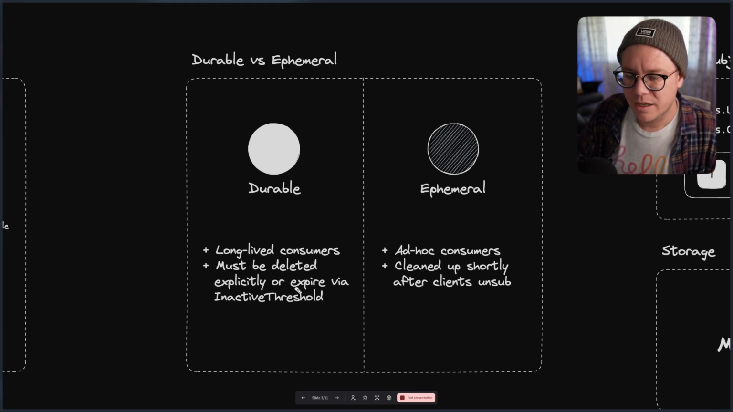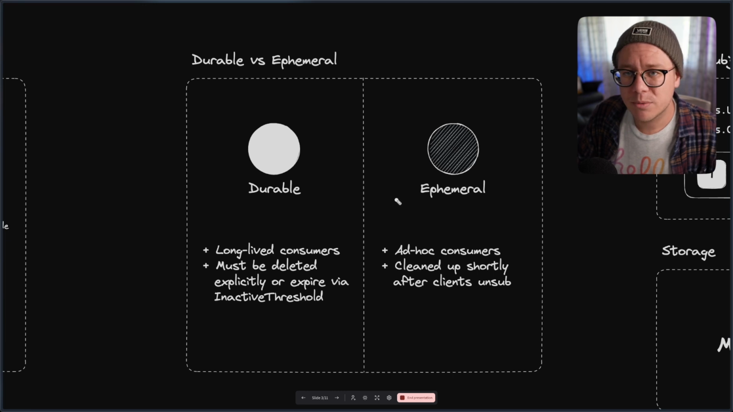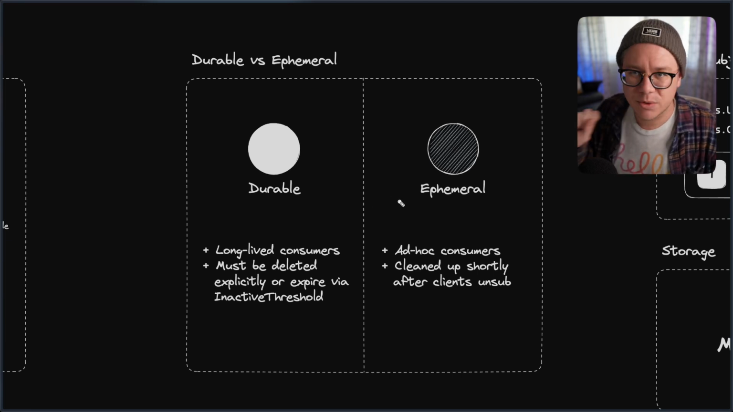In 2.9, you can actually set inactive threshold, which was reserved for ephemeral for a long time, but now can apply to durable. So you can just have a durable consumer with still an inactive threshold. An ephemeral consumer, on the other hand, is a consumer that's meant to be more ad hoc. It's something that you just create on the fly, and you can just leave alone.